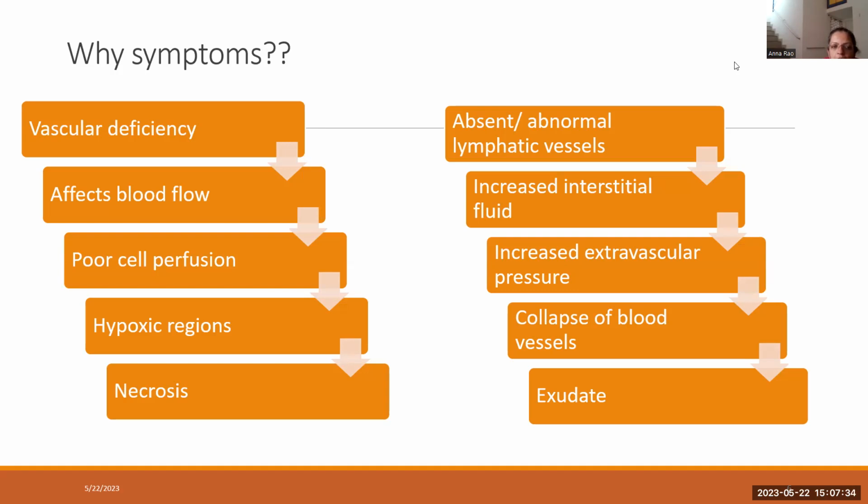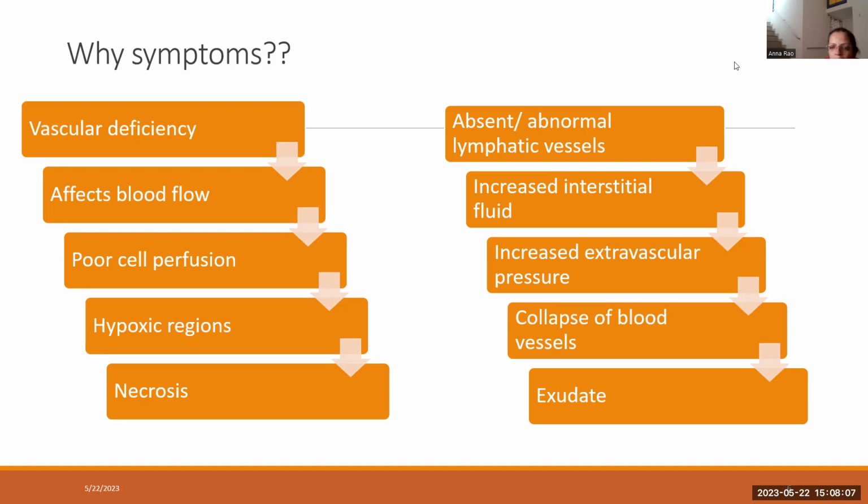It will affect the blood flow to the particular local area, and there will be less perfusion of the tissues with the blood, and it will further cause necrosis because there will be lack of oxygen and nutrition. Now, because of the abnormal lymphatic vessels, what will happen? As I said, interstitial fluid will increase.